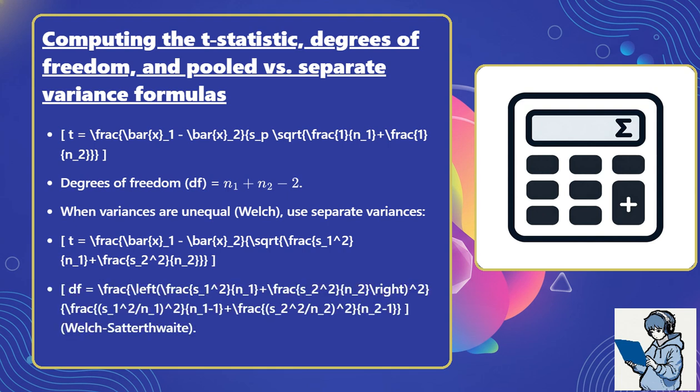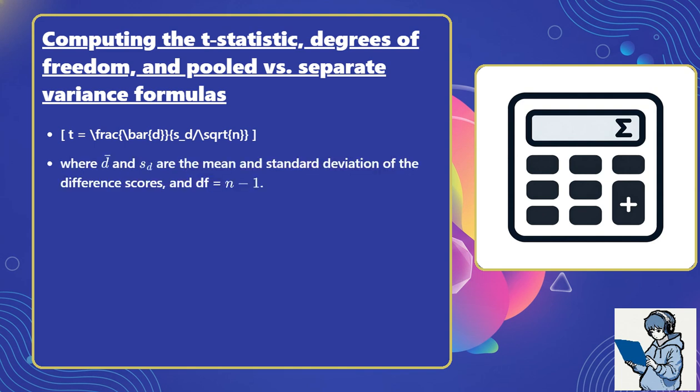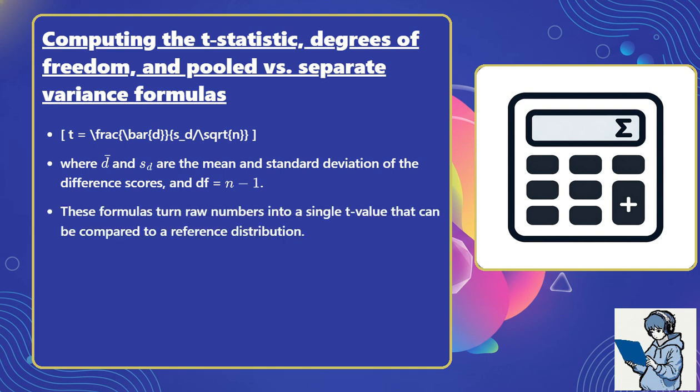df equals (s1 squared over n1 plus s2 squared over n2) squared divided by (s1 squared over n1) squared over n1 minus 1 plus (s2 squared over n2) squared over n2 minus 1. Welch-Satterthwaite. For a paired samples test, t equals d bar divided by sd over square root n, where d bar and sd are the mean and standard deviation of the difference scores, and df equals n minus 1. These formulas turn raw numbers into a single t value that can be compared to a reference distribution.